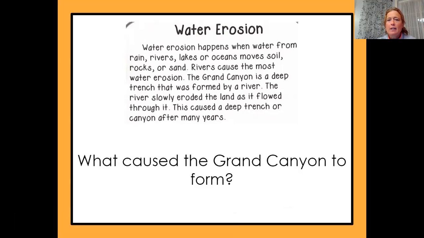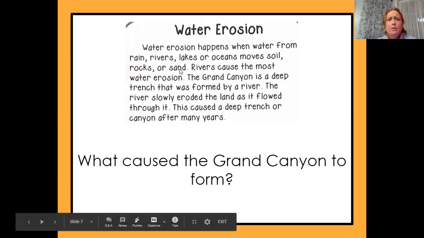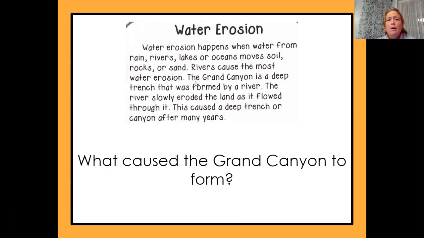What caused the Grand Canyon to form? Okay, so let's go back up into our passage. I'm looking for, here we go. The Grand Canyon is a deep trench that was formed by a river. The river slowly eroded the land as it flowed through it, and this caused the deep trench.